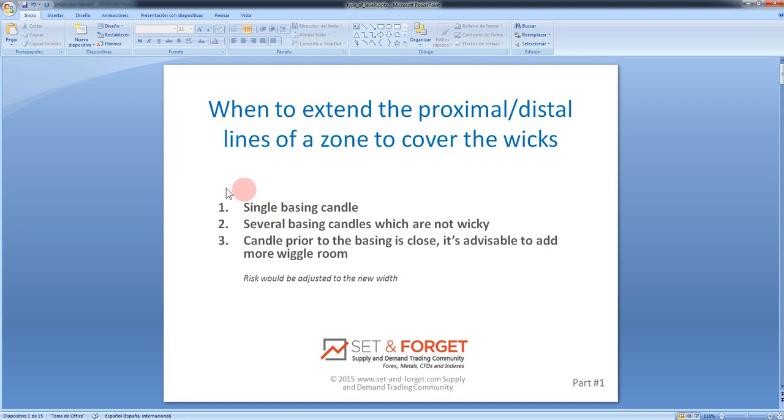These are more or less the situations where we can extend and adjust the proximal and distal lines of a level: when we have a single basing candle, when we have several basing candles which are not wicky, and when we have a candle prior to the basing which is very close to price, it's advisable to add more wiggle room. Let's cover some examples so you understand the logic here. We would always adjust the risk to the new width, okay?